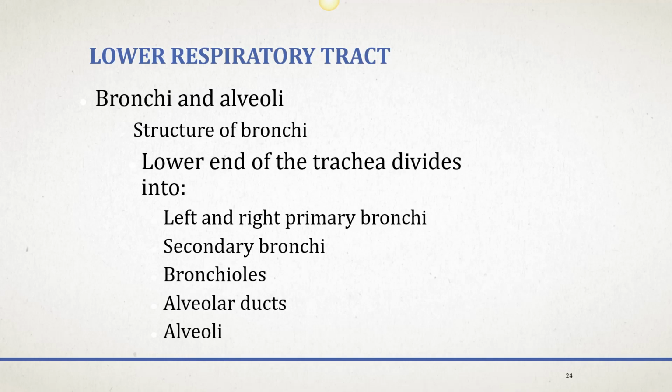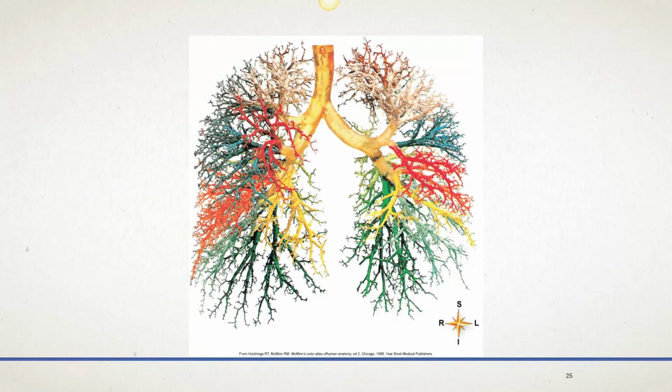From the trachea, it branches to the bronchi, the secondary bronchi, bronchioles, alveolar ducts, and eventually the alveoli. And this is a diagram of the entire respiratory tree. So you can see the trachea branching to the primary bronchi, eventually secondary bronchi, tertiary bronchi, bronchioles, alveolar ducts, and down to the alveoli.